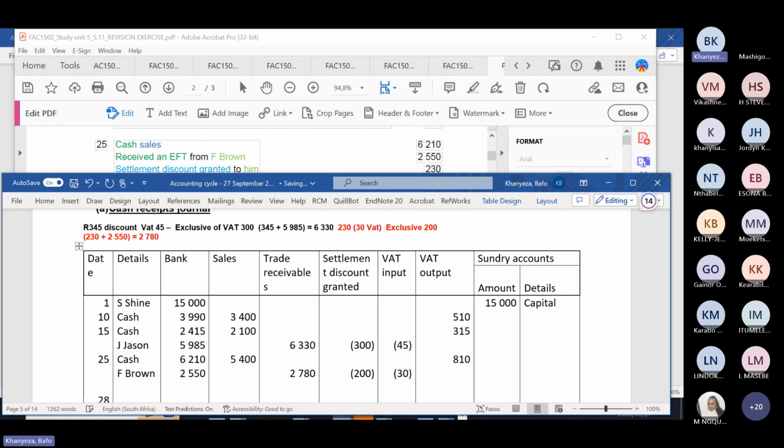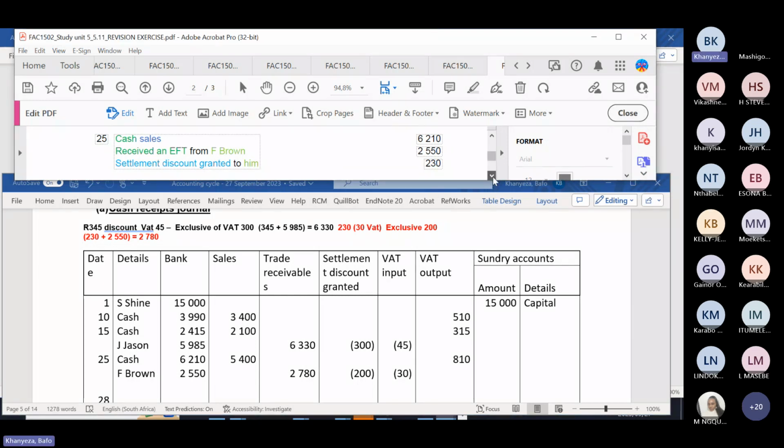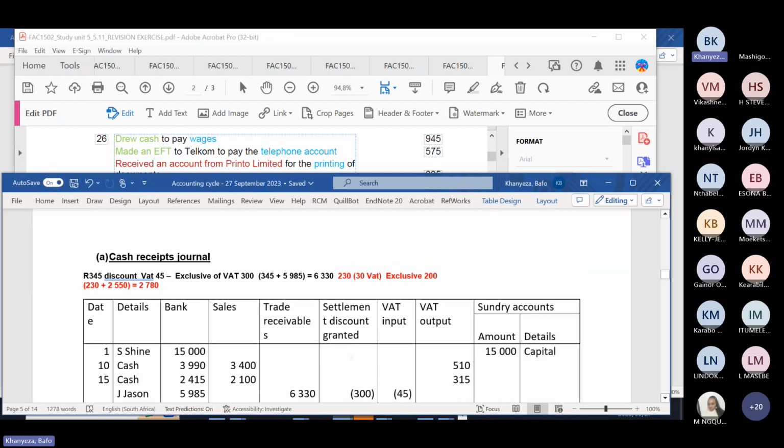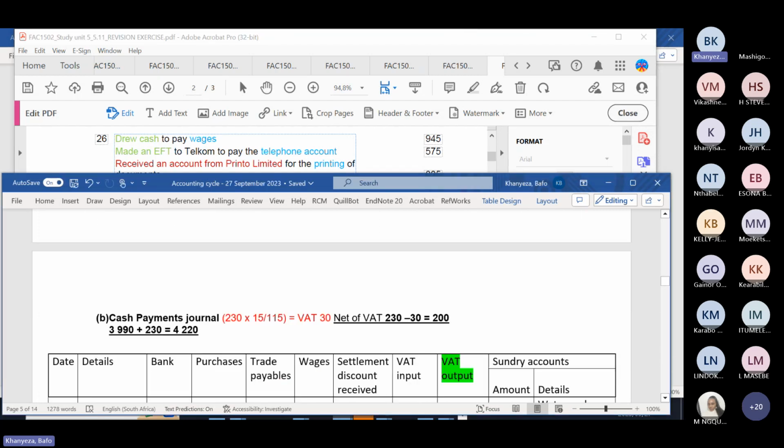So now these are repetitive. If you don't follow, this is recorded, so you can also analyze it at your own convenience. So this was 25, and we are now on 26. Let's deal with 26: through cash to pay wages. This is not a receipt, it's a payment.